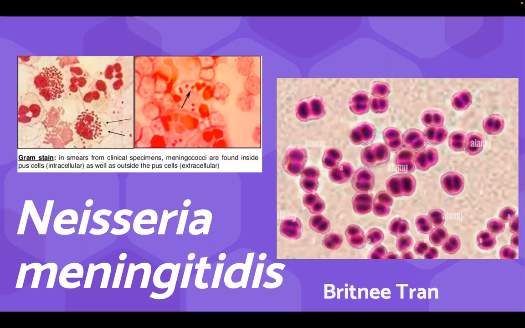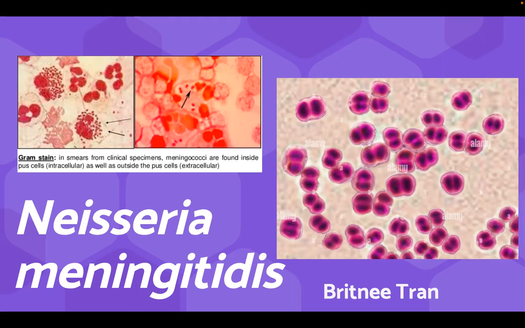So, as you can see in the picture on the right, they're little coffee bean shapes. They are also gram-negative diplococci, as you can see in the picture on the left, where the little arrows are pointing to it. The larger red cells are pus cells, and the Neisseria meningitidis can be inside or outside of the pus cells. And as you can see from both pictures, there's no spores, so they don't make any endospores.